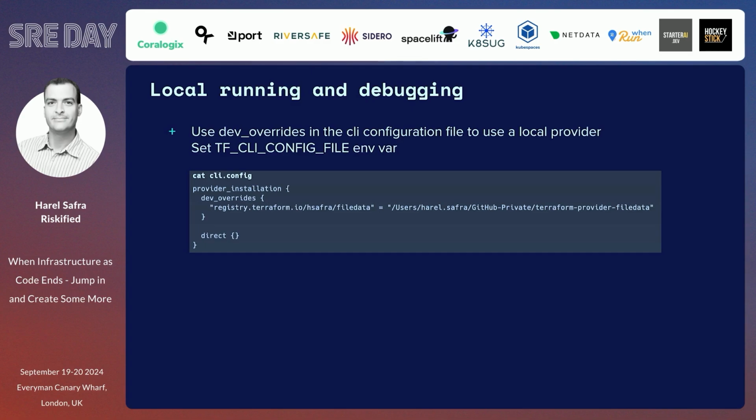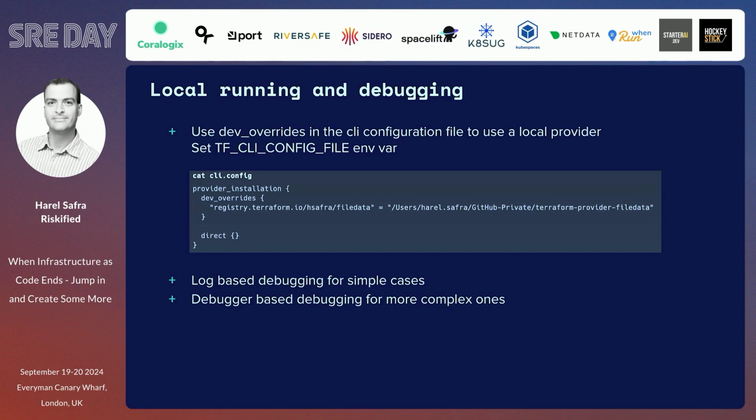So you can see there's a mapping between registry.terraform.io/h-safra/file to the path on my local Mac, where the compiled executable goes, and it reads the file from there. You can use log-based debugging, printing system output, for simple use cases or for tracing. For more complex cases, use debugger-based debugging.